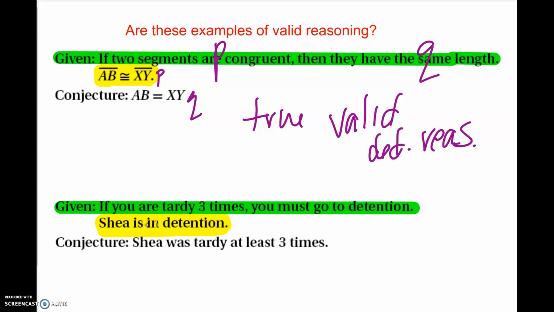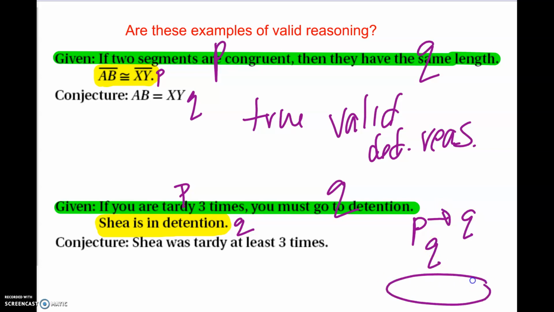All right, if you are tardy 3 times, P, you must go to detention, Q. Shay is in detention, Q. Can we now conclude that she was tardy 3 times? Well, this one is P implies Q, and we have Q. Is that valid to now conclude P? And the answer is no, this is false.